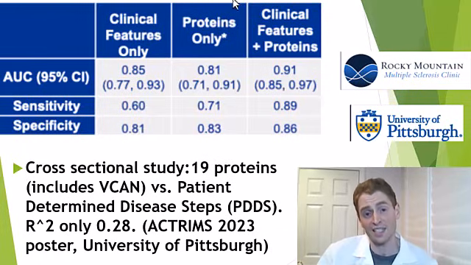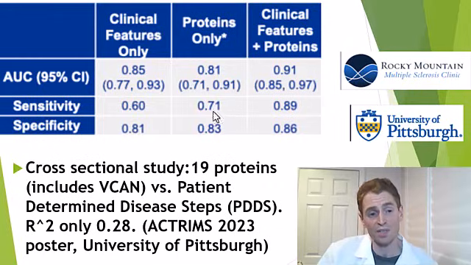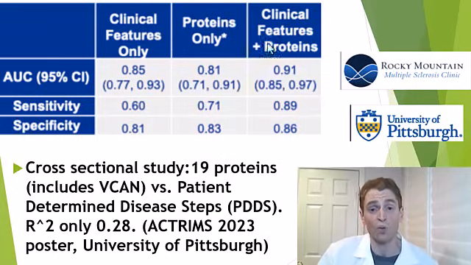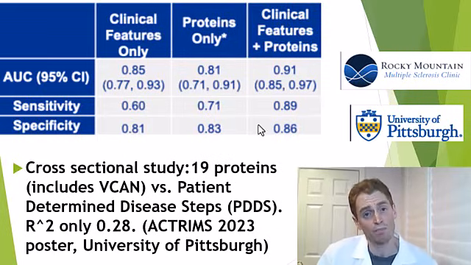If you look at the central column, the prediction of disability was 71% sensitive and 83% specific. The correlation coefficient squared was 0.28, so only 28% of disability could be explained by these biomarkers. And again, this is just a cross-sectional study, just one point in time, though in the right column, they found that if you combined clinical features with the biomarkers, it was a little bit more accurate.